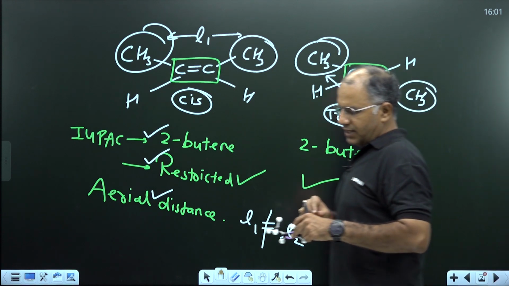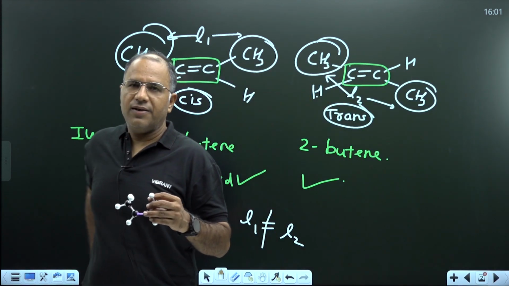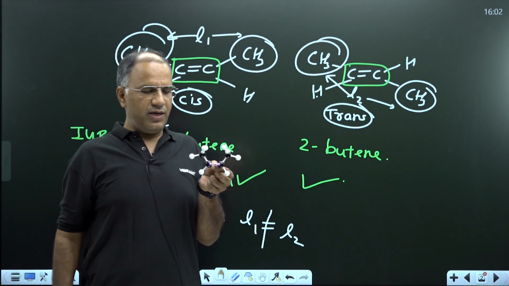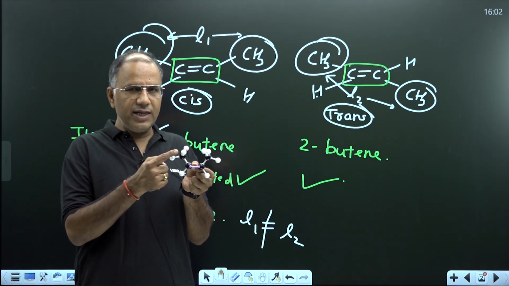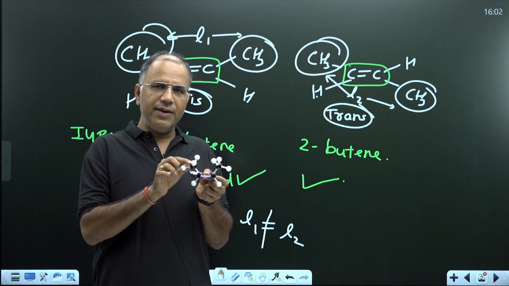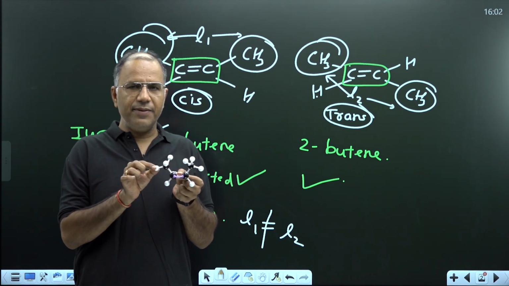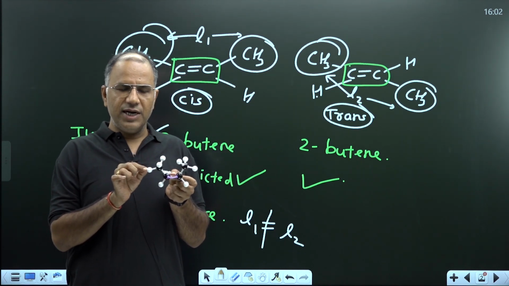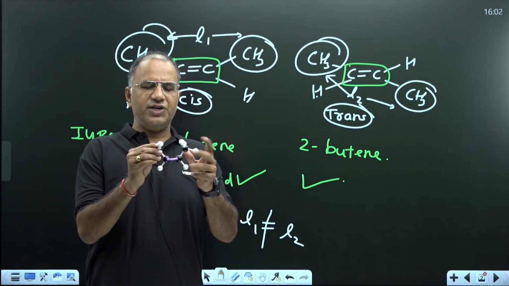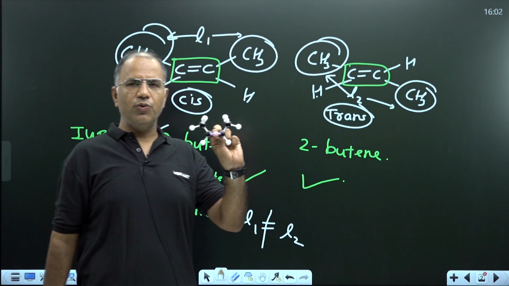Now let me explain this cis-trans by this model. This molecular model has cis-butene. If you watch closely, you will find there are 4 carbons, 1, 2, 3, 4. Black represents carbon, white represents hydrogen. Got it? And this rotation is restricted. So this is our cis-2-butene.